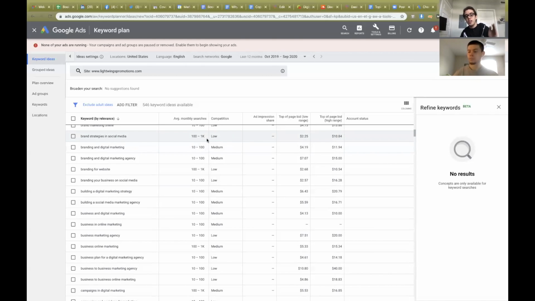Not going to discredit it, but you're going to want to not go for the super high search volumes, because super high search volumes means so many people looking for it, which means a lot of eyes on it. But if there are a lot of eyes on it, then it's probably going to be a really competitive market.